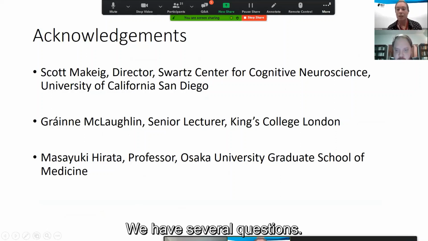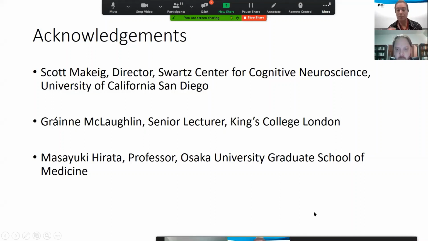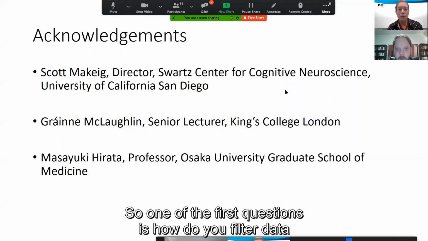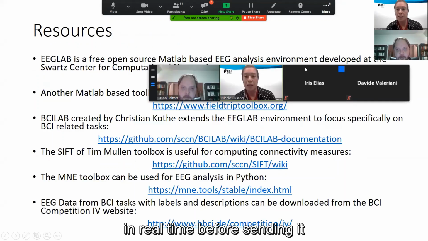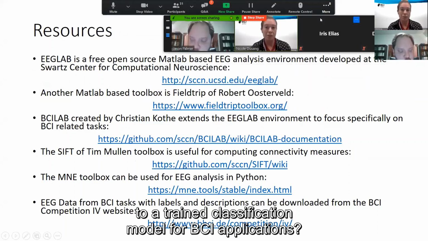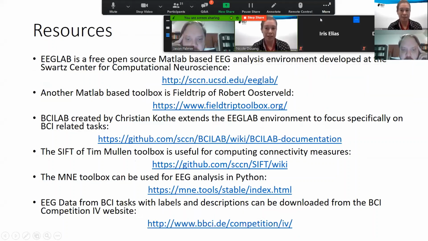We have several questions. So one of the first questions is, how do you filter data in real time before sending it to a trained classification model for BCI applications?